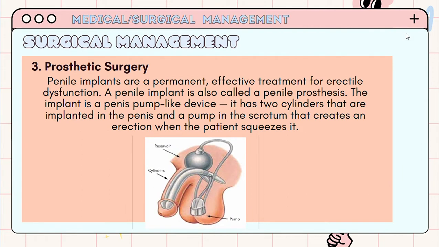So, penile implants are a permanent, effective treatment for erectile dysfunction. A penile implant is also called a penile prosthesis. The implant is a penis pump-like device. It has two cylinders that are implanted in the penis and a pump in the scrotum that creates an erection when the patient squeezes it.